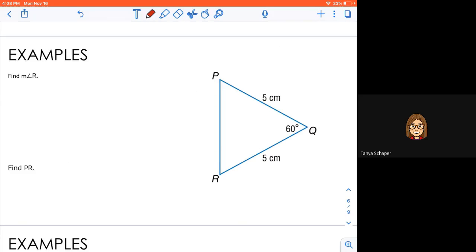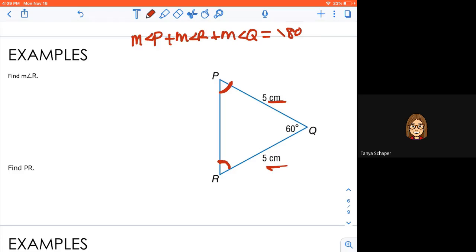Find the measurement of R. Okay, well, when you're looking at this, because these two sides are 5 centimeters and congruent, we know that angle R and angle P are congruent. All right, it's using the isosceles triangle theorem. If P and R are congruent, we use the triangle angle sum theorem that says the measurement of P plus the measurement of R plus the measurement of Q equals 180. Okay, so let's look at what this looks like. The measurement of angle P plus the measurement of angle R plus the measurement of angle Q equals 180.